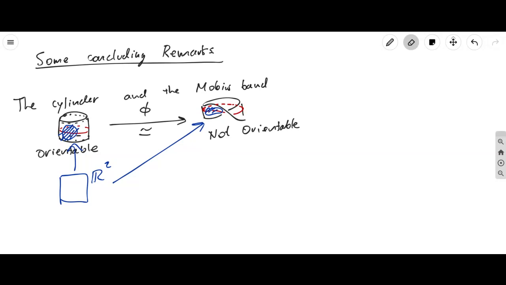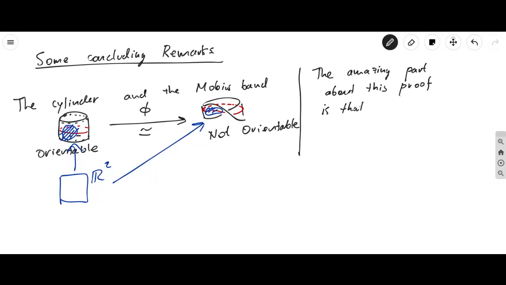That's a pretty interesting proof because it uses something new that we have not talked about. But what's even more amazing about this proof is that it uses calculus to establish a topological fact. Think about that.